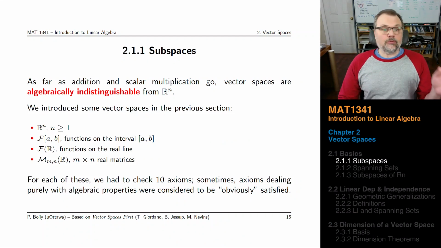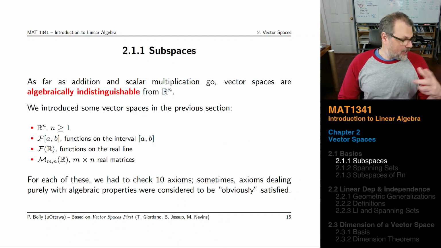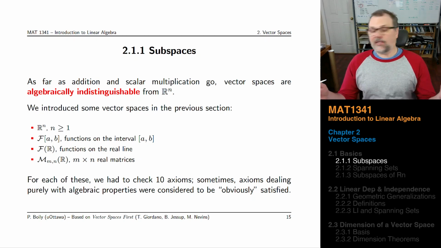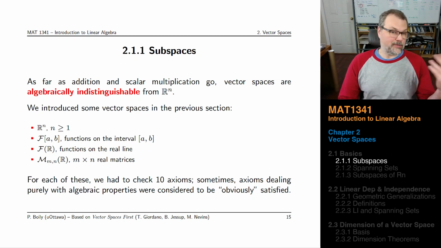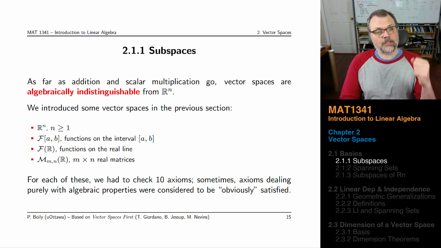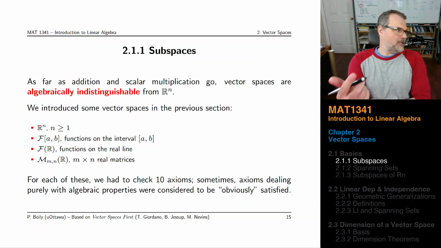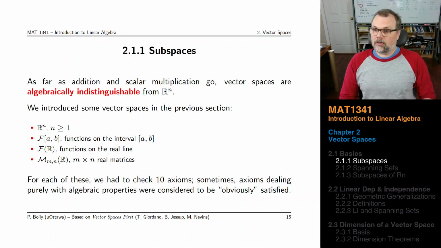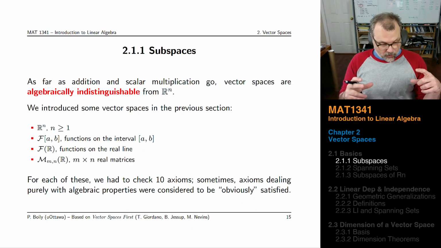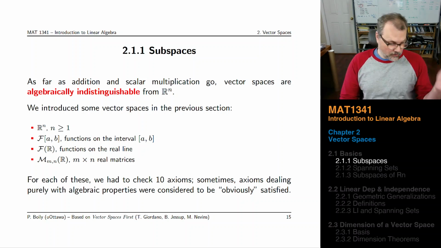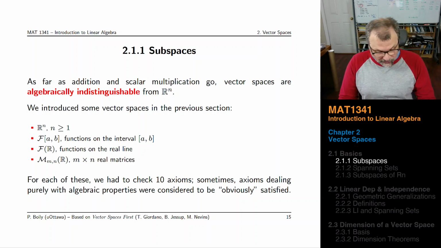So from the point of view of vector addition and scalar multiplication, vector spaces are basically the same thing as n space, Rn. And we did take a look at some examples in the previous sections. We had Rn itself, then we looked at the space of functions from a domain, a closed bounded interval, to the reals. We looked at functions from the reals to the reals. We looked at matrices. Each of those satisfies the 10 axioms, assuming we define the vector sum and the scalar multiplication as we had for the specific examples.